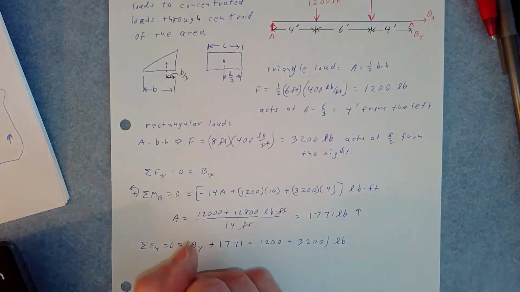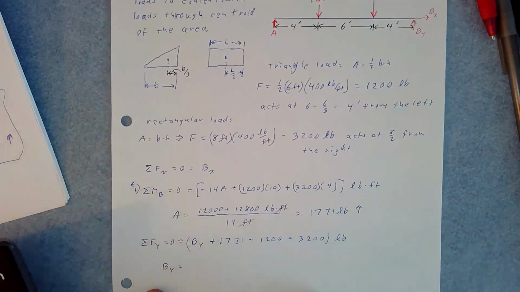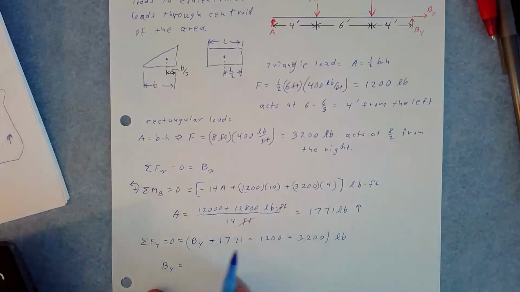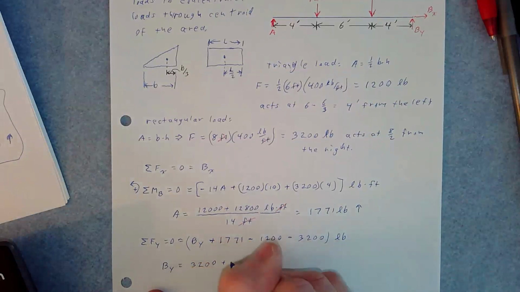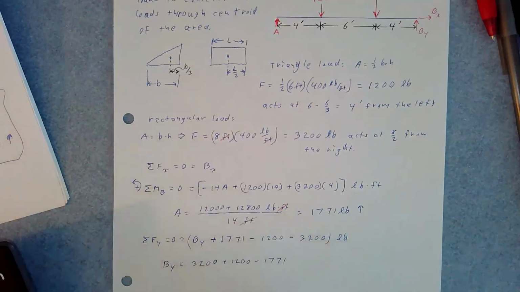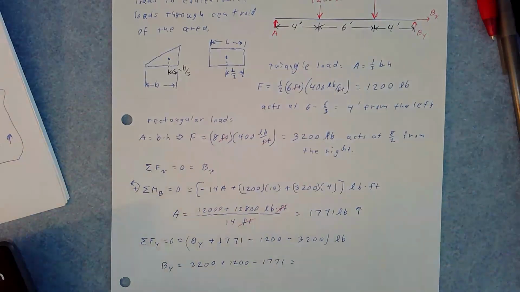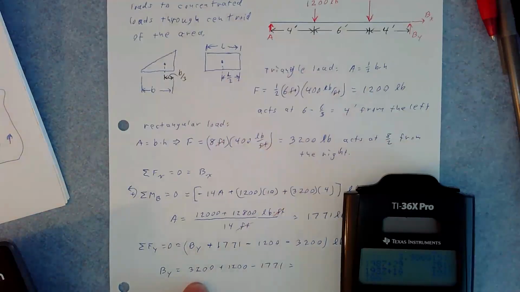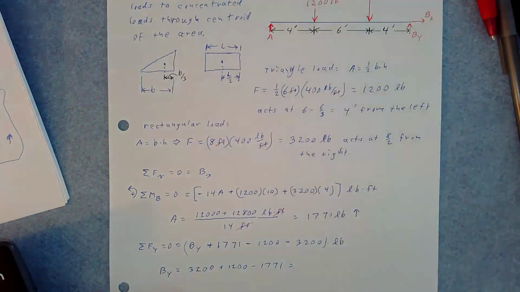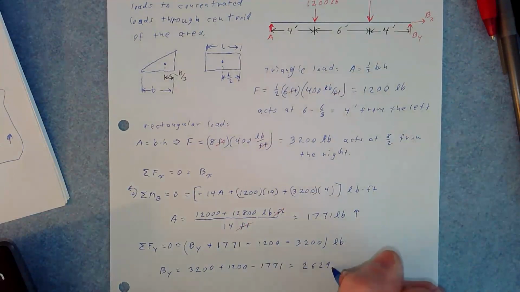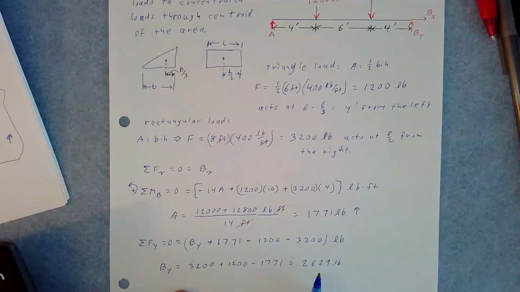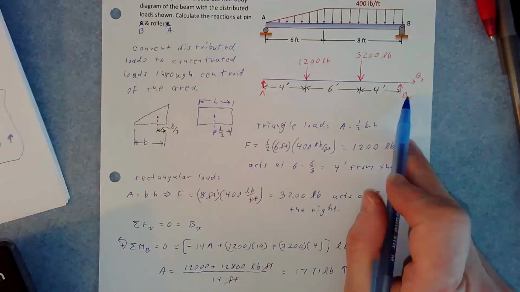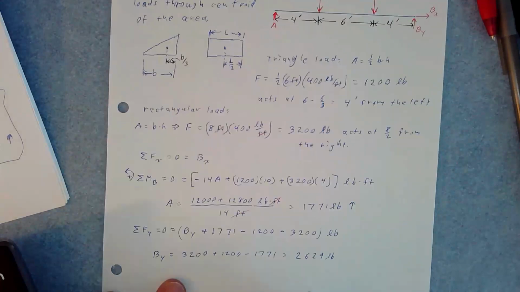So let's see, By is going to be, well, we'll bring the other stuff to the other side. So we'll have 3,200 plus 1,200 minus 1,771. And this turns out to be, should be 2,629. Let me just check. 3,200 plus 1,200 minus 1,771. Yeah, 2,629. And this is also positive, right? So it was pointing in the up direction up here. We treated it positive, pointing up, came out positive, so that's also up.